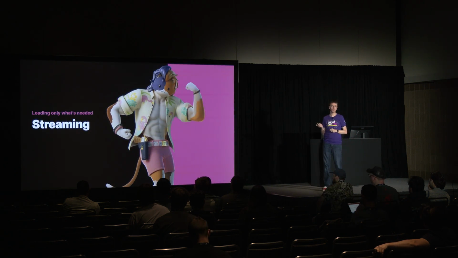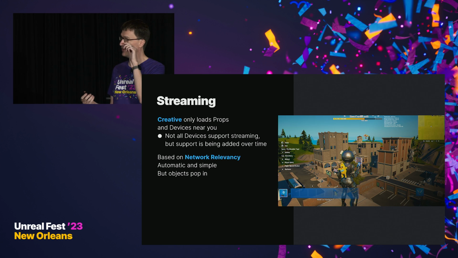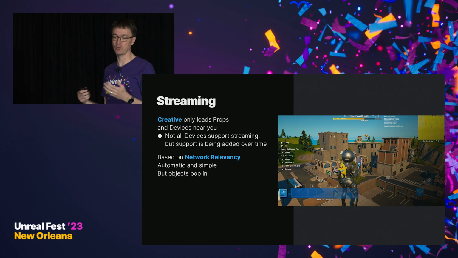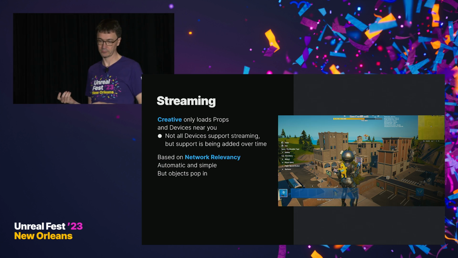A really useful tool in your battle against memory is streaming. In Creative mode, there's an automatic streaming that works on props and devices that are near you. Not all devices support this sort of streaming. Some of them are loaded all the time, and we can talk a little more about that later on. But the idea is you're using network relevancy so that things that are far away are unloaded and things that are near you are present. It's automatic and dead simple, you don't have to set anything up, but you get this pop-in effect. You don't have a lot of control, and things pop in as you get closer. I think a lot of people who've built complicated or large maps in Creative are familiar with that.